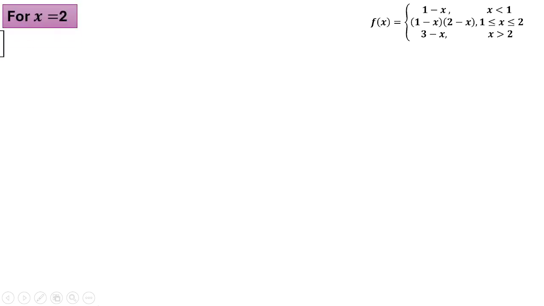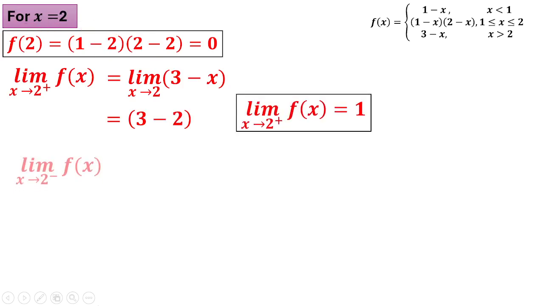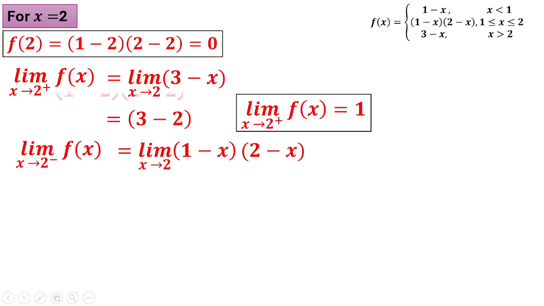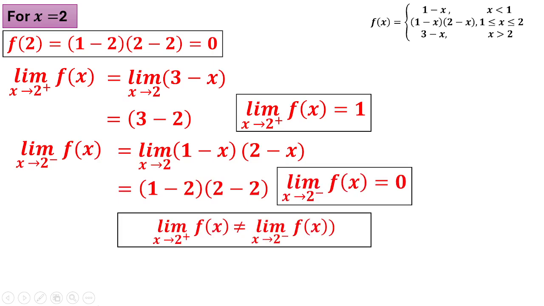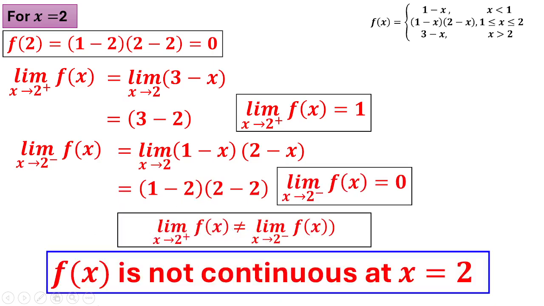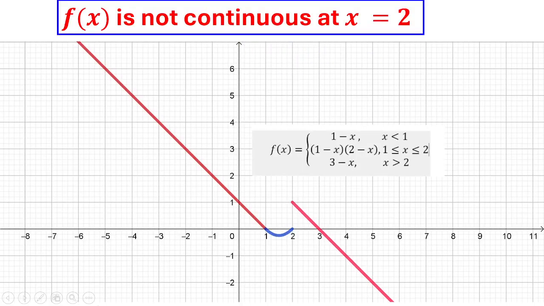Let us go to x is equal to 2. As usual, f of 2 is 0. Right limit we are finding. Right limit is coming as 1. Left limit we are finding. Left limit is coming as 0. Therefore, right limit not equal to left limit. Therefore, not continuous at x is equal to 2. Now we are seeing over here at 2 there is a break in the curve. Therefore, it is not continuous at x is equal to 2.